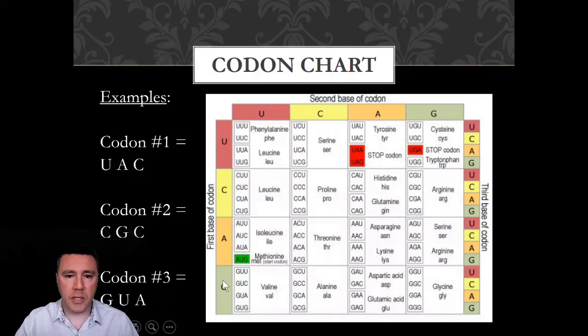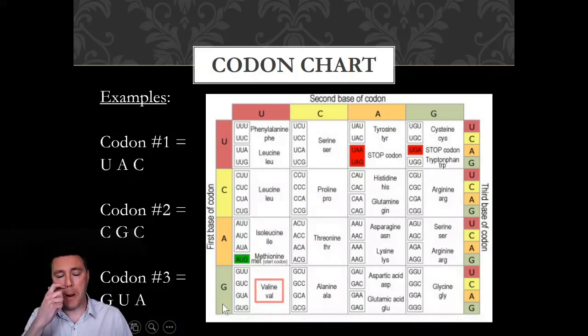Now the last one is GUA, our last example here. So G, and U is the first column. GUA is valine.